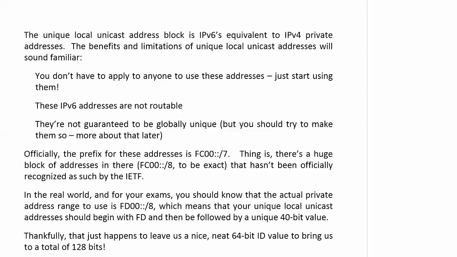You don't have to apply to anyone to use the addresses. You just start using them, just like in your home lab or a practice lab at work. If you want to use IP version 4 private address ranges, you don't have to tell anybody. You just start. Also, as you'd expect, these IP version 6 addresses are not routable. They're not guaranteed to be globally unique, but you should try to make them so. And we're going to have more about that in just a minute. That's a very important point when it comes to these addresses.